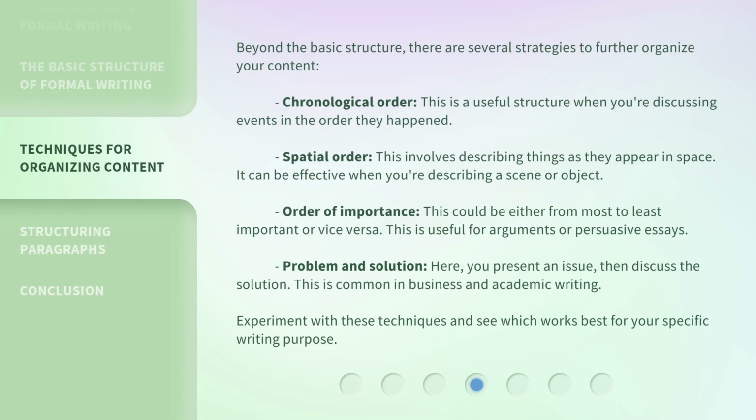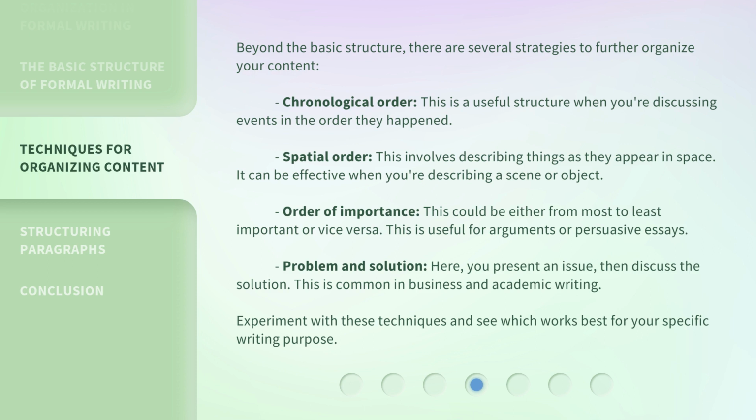Beyond the basic structure, there are several strategies to further organize your content. Chronological order. This is a useful structure when you're discussing events in the order they happened. Spatial order. This involves describing things as they appear in space. It can be effective when you're describing a scene or object.